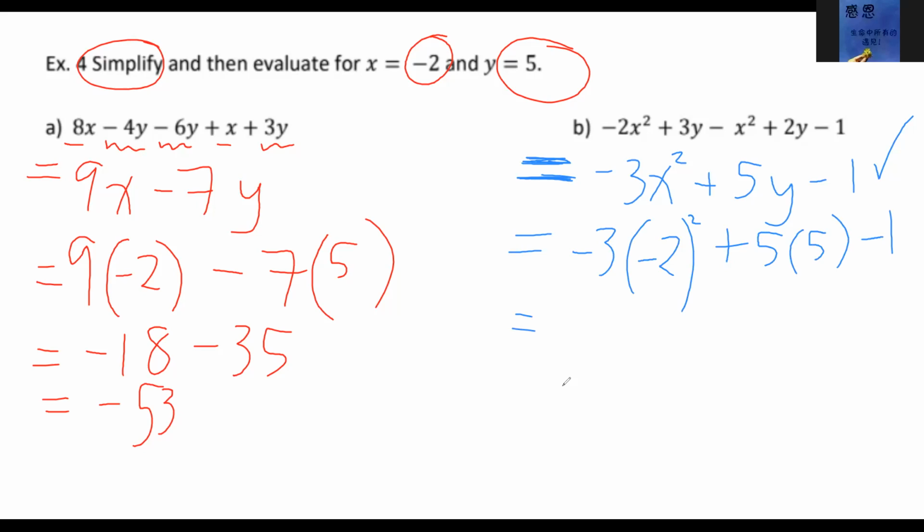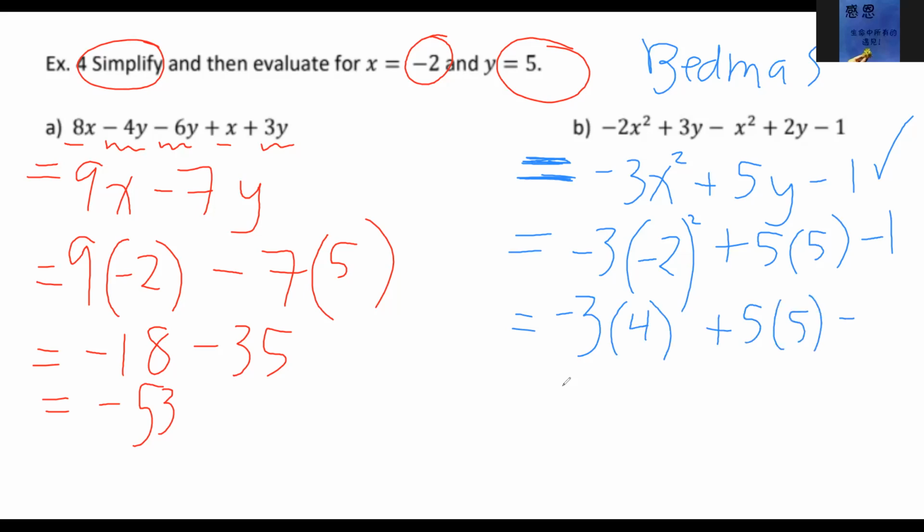Remember BEDMAS? Brackets first. Well, there's nothing to simplify within the brackets, right? A negative 2 can't be simplified. A 5 can't be simplified. Brackets, exponents. Let's deal with the exponents now. So I'm going to do negative 2 squared. Negative 2 squared means negative 2 times negative 2, which is positive 4.